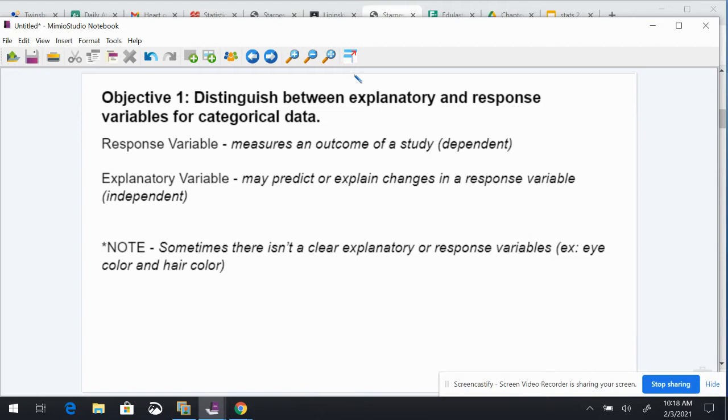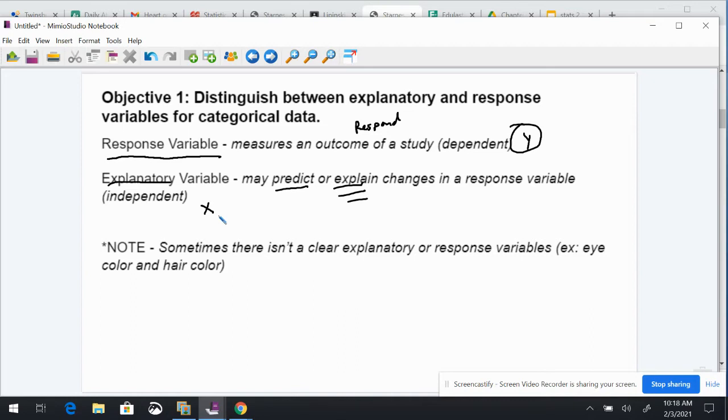So we're now going to get into having an X and a Y value. Okay, our response variable measures an outcome of a study, and it's what we respond to. The outcome is how we respond. So this is normally our Y variable. The explanatory variable, okay, may predict or explain. Again, predict or explain changes in response of a variable. That's our independent or our X variable.